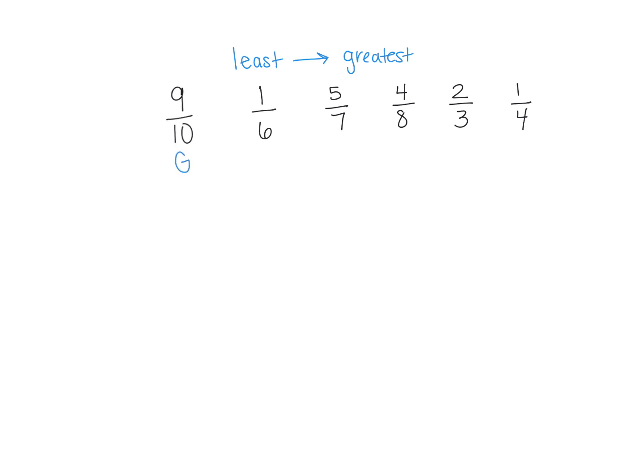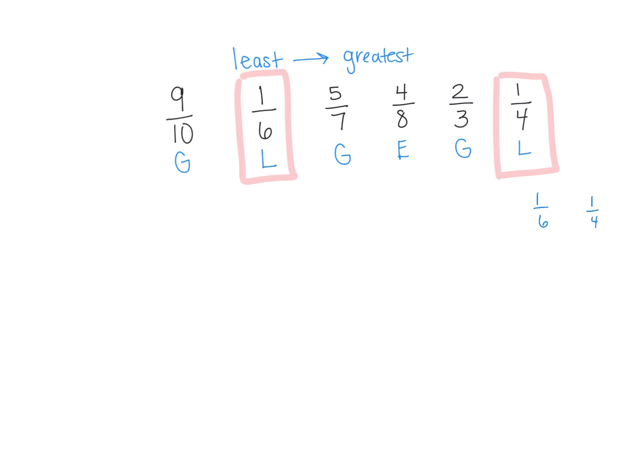This one should have had a G. This was an L. This was a G. This was an E, a G, and an L, which tells me that I should use my L's first. And when I come over and cross multiply and compare 1/6 and 1/4, I discover that 1/6 is smaller than 1/4.